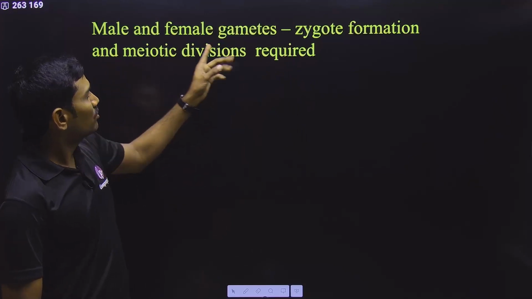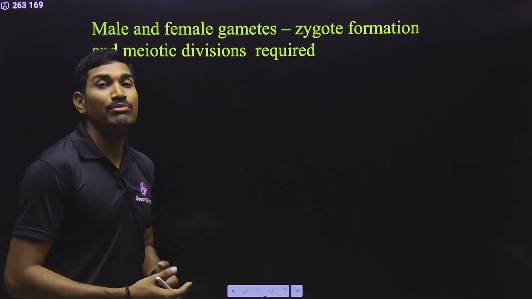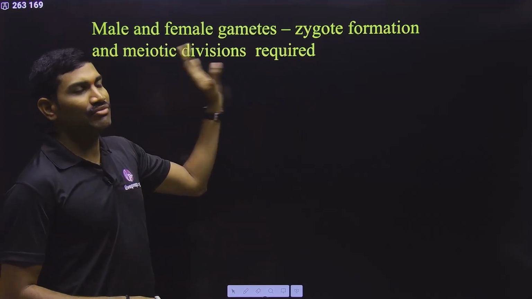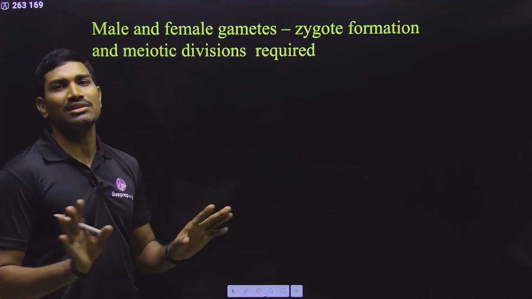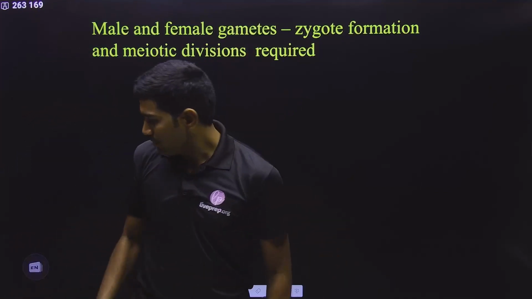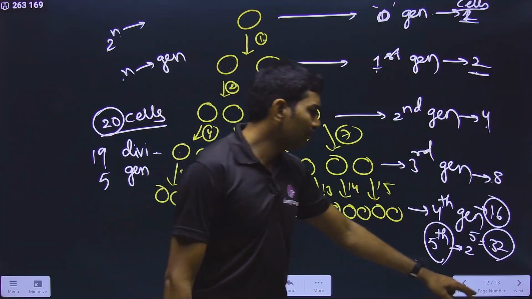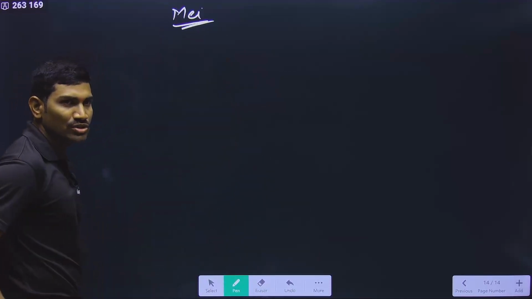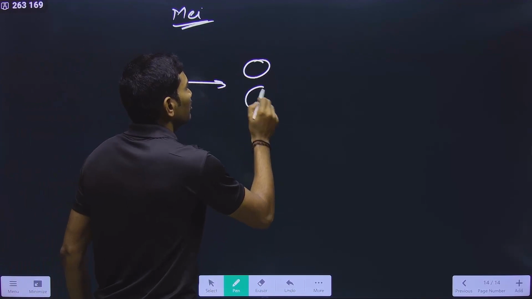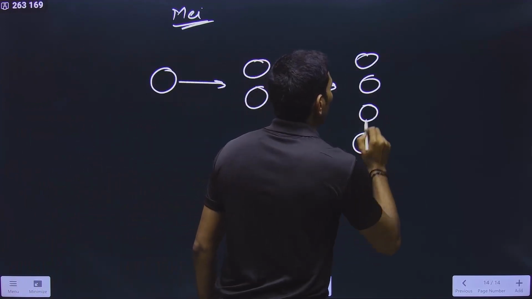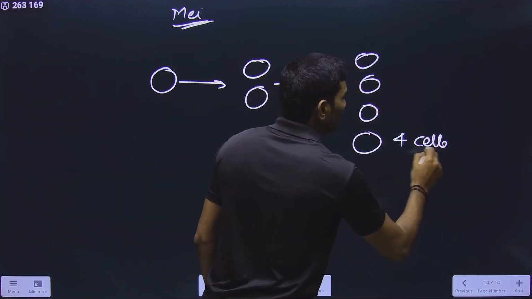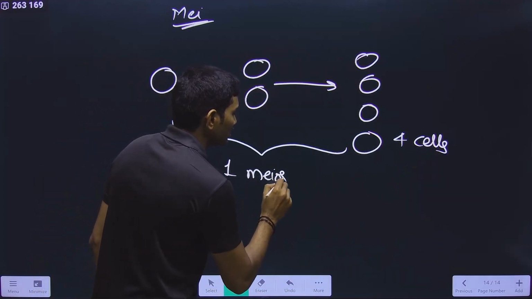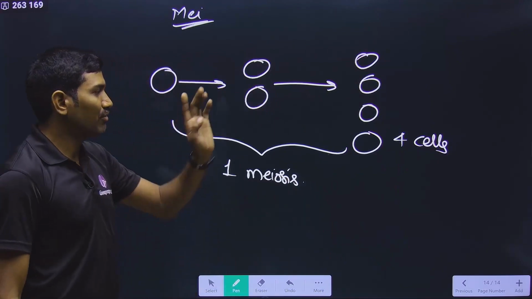Next one. How to calculate the number of meiotic divisions? This is for meiotic divisions, right? The number of meiotic divisions required for male gametes formation, female gametes formation, zygote formation, all these things. This is the basic concept, and now we will focus on this particular one. What is the basic information here? In the case of meiosis, from a single meiosis, how many cells are produced? 4 cells are produced. Don't consider 2 meiosis. This is one meiosis. One meiosis will form 4 cells.